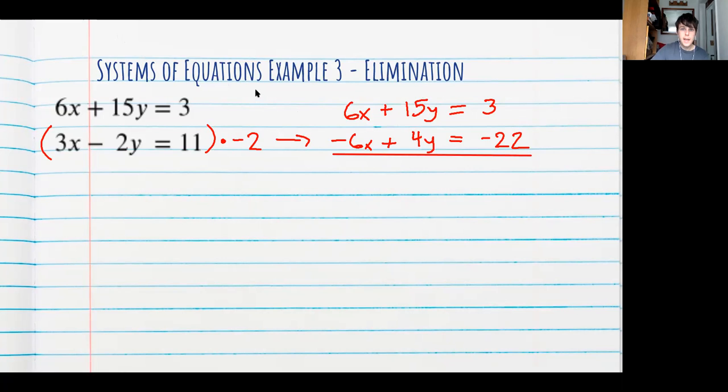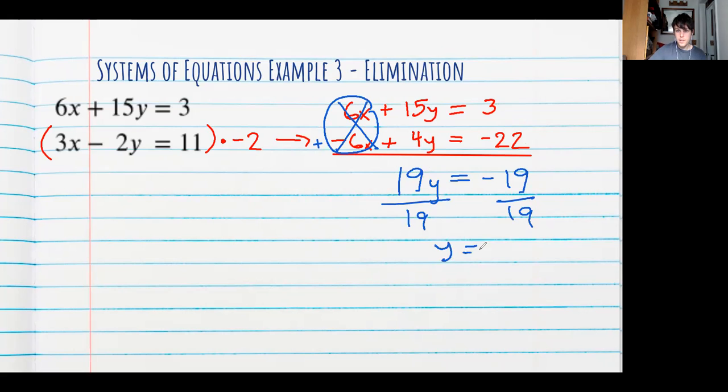All right. Now we're going to add these together, and we get, this is what we're looking for, 6x plus -6x, that becomes 0 right here. We have eliminated the x variable, and we're going to have only y left. So now 15y plus 4y is 19y equals, and then 3 plus -22 is -19. Awesome. Now we have a very simple equation with just y in it. We can solve for y. Divide by 19, divide by 19. We get y is equal to -1.